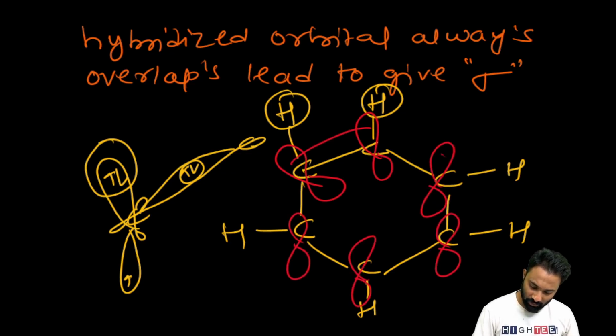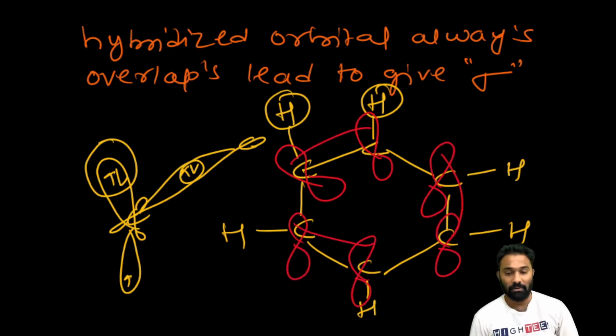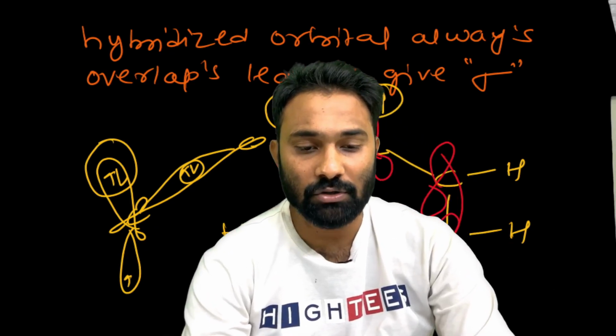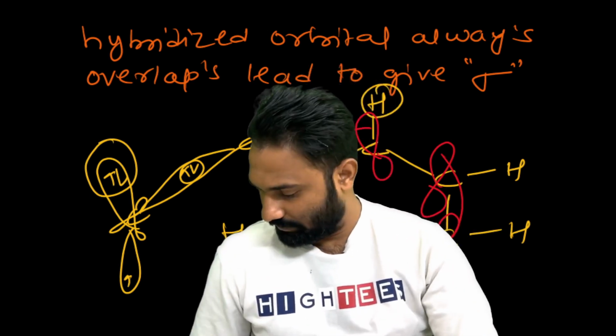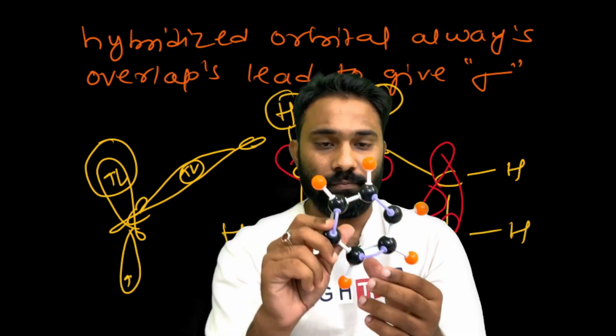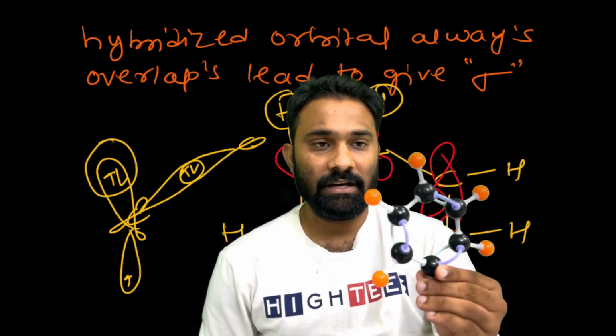Now this sideways overlap leads to give which bond? Pi bond. Now we'll see with the molecular model how these pi bonds are forming, how these sigma bonds are forming. Now this is our molecular model of the benzene, right?